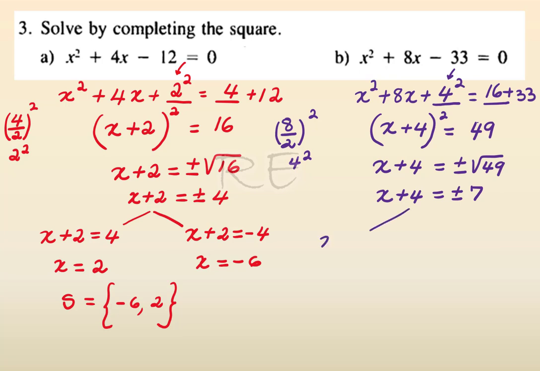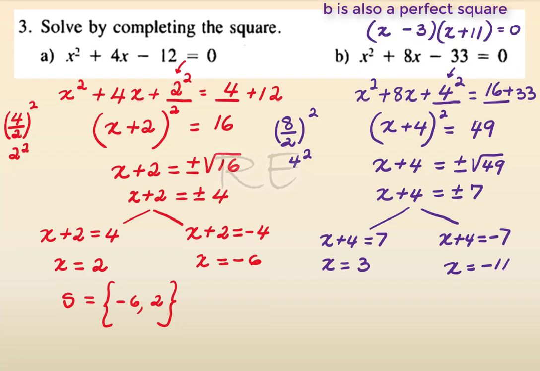And we're going to have two solutions. x plus 4 equal to 7. x is equal to 3, 7 minus 4. Or x plus 4 equal to negative 7, and x is equal to negative 7 minus 4, which is negative 11. So the solution set is negative 11, positive 3.